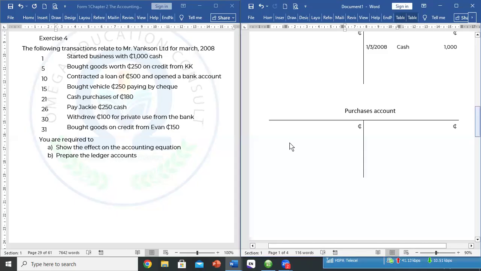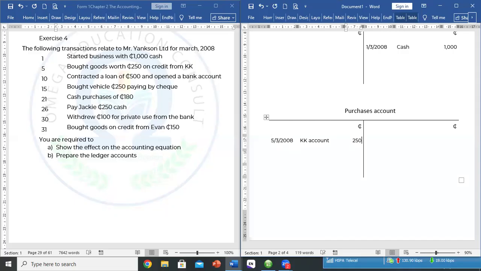Okay. So in the purchases account, we are going to do what? Debit. So we are going to put the entry at the left side. The date is 5th March 2008. The details will be the other account, right? Which is the KK account. Then we put the amount there, which is 250.